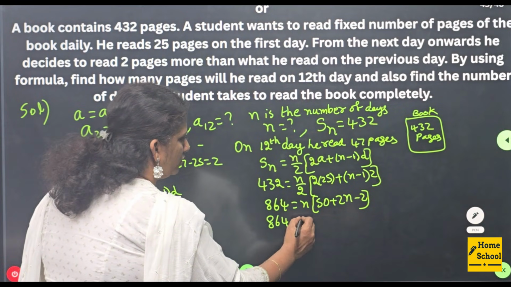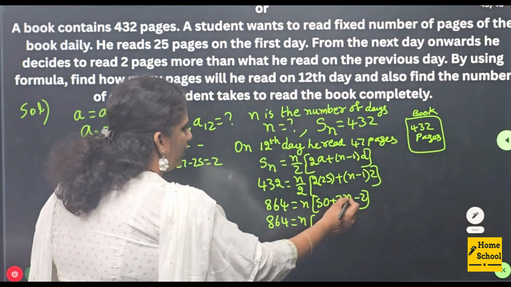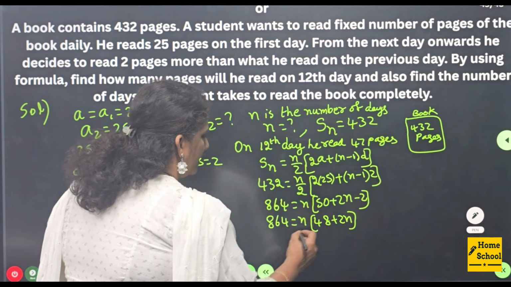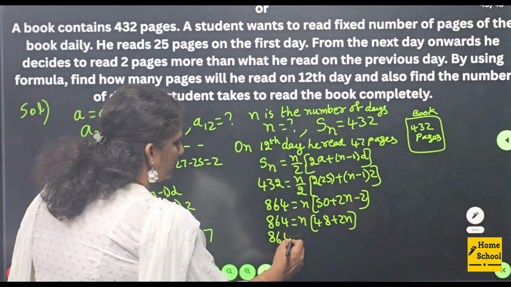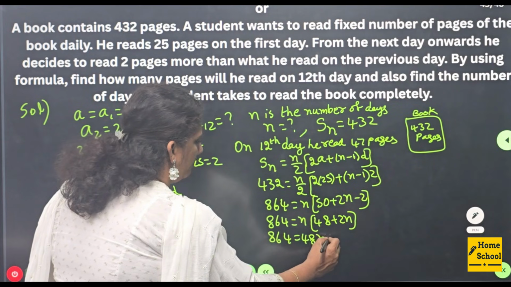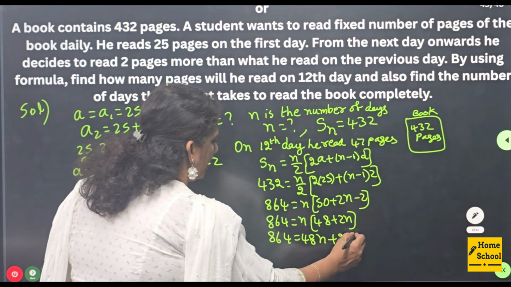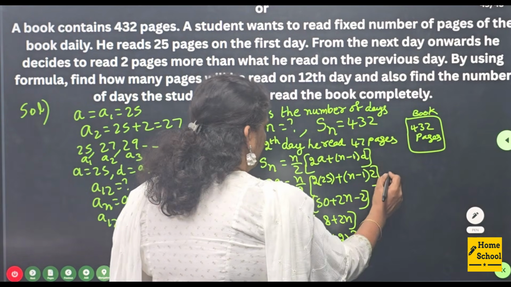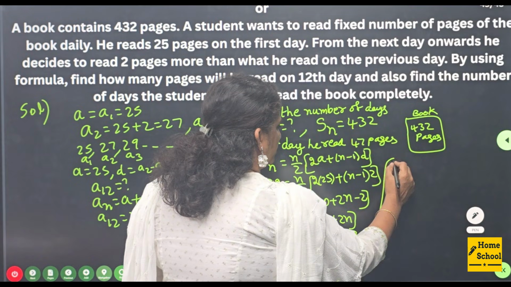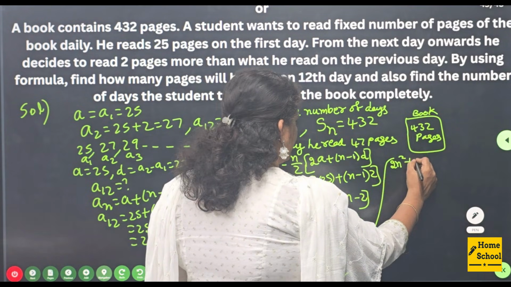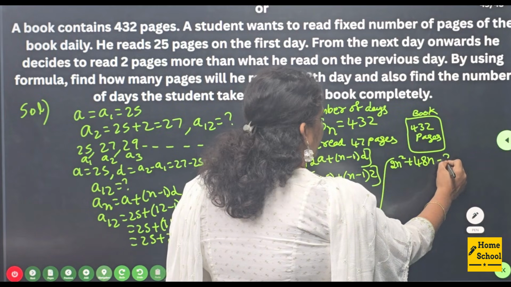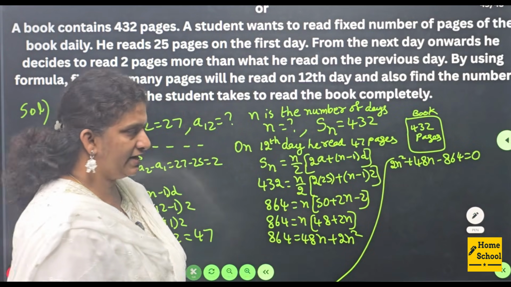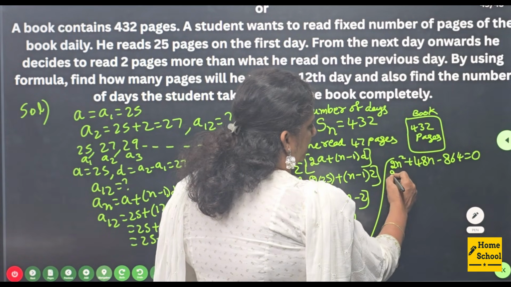864 is equal to n into 50 minus 2 is 48 plus 2n. Remove bracket. 864 is equal to 48n plus 2n square. 2n into n is 2n square. So let me continue here. 2n square plus 48n minus 864 equal to 0. This 864, bring that side. And now take out 2 common.